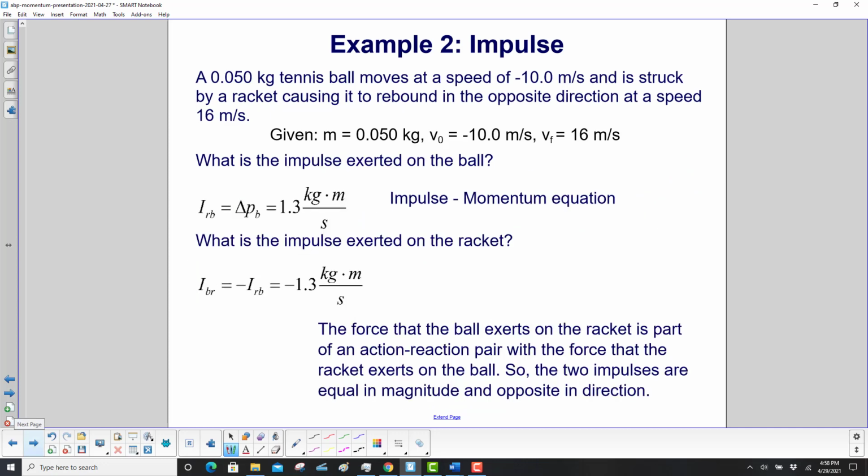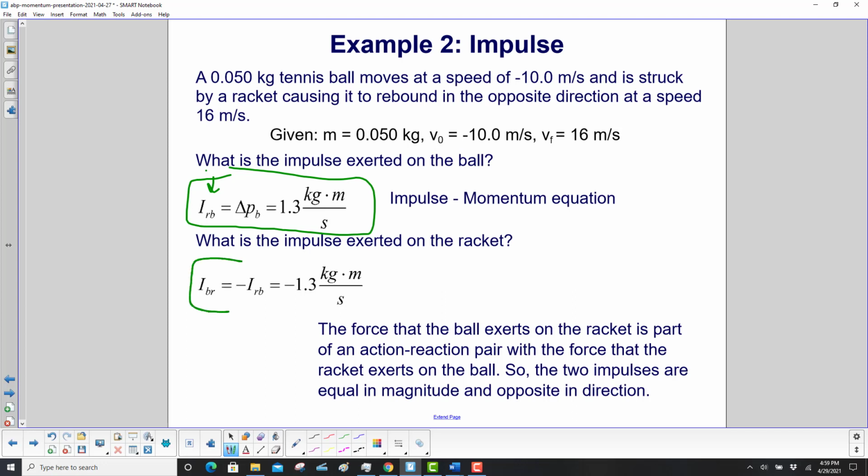What is the impulse exerted on the ball? Well, let's use our impulse momentum equation, and the subscripts here show this is the impulse that the racket delivers to the ball, and it's equal to the change in momentum of the ball, which is 1.3 kilogram meters per second. Then what is the impulse exerted on the racket?